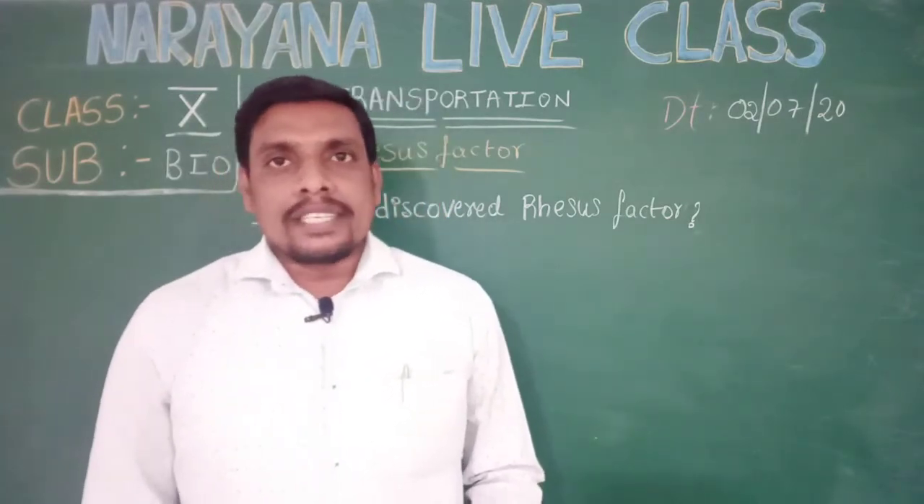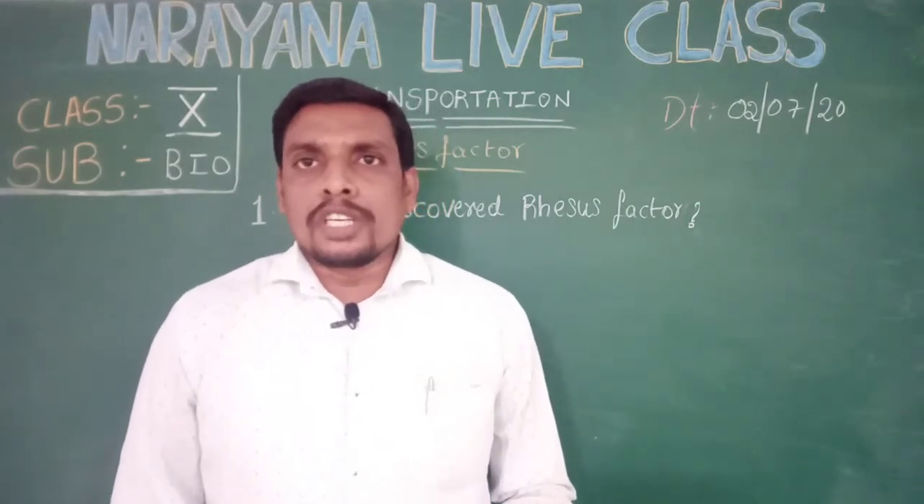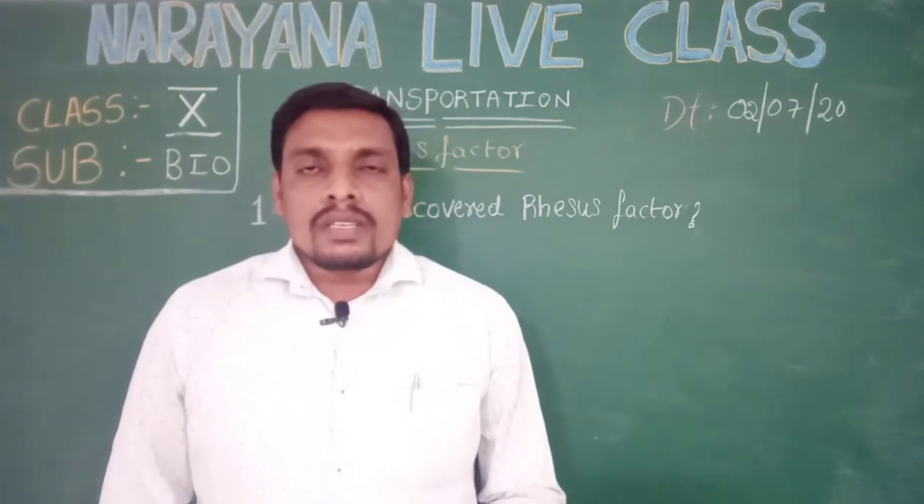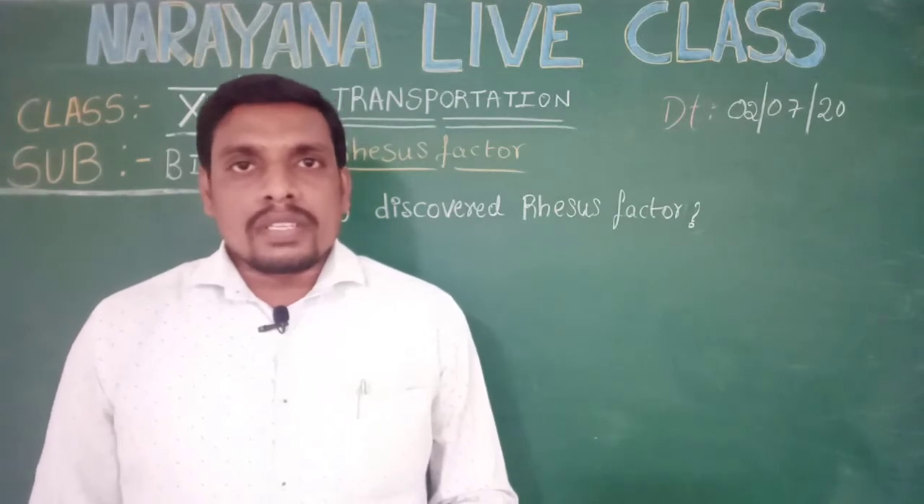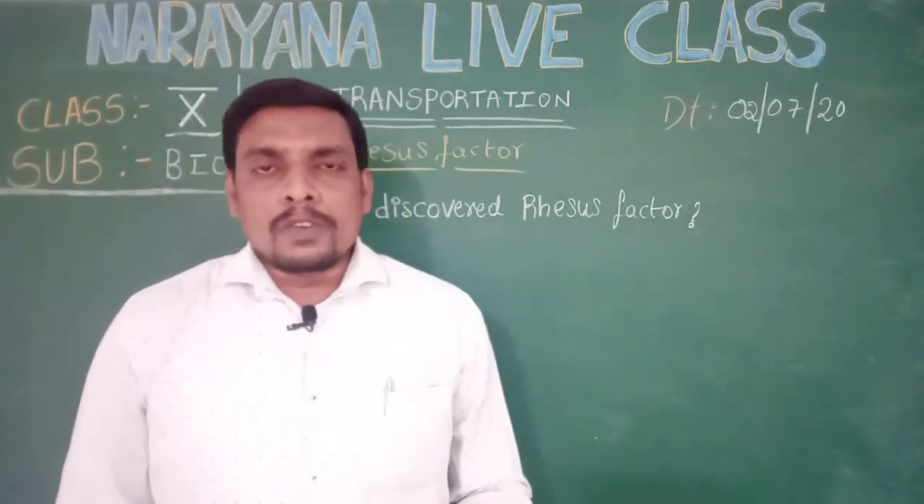In this session I would like to discuss the assignment key dated 2nd July 2020, Chapter 3 Transportation, from the concepts Thalassemia and Rhesus factor. Some questions are given in the assignment, and I would like to discuss the key for these questions. Let us see the assignment questions.